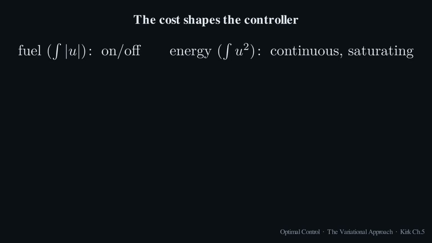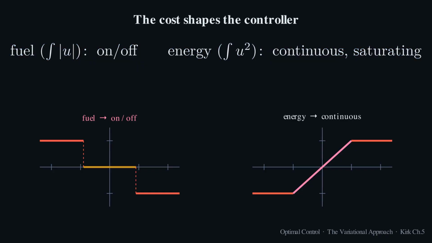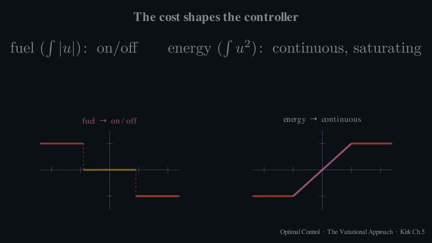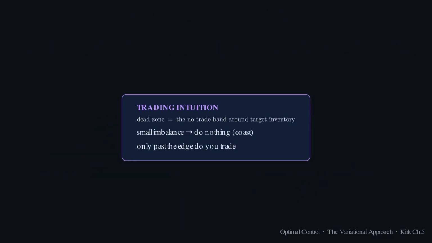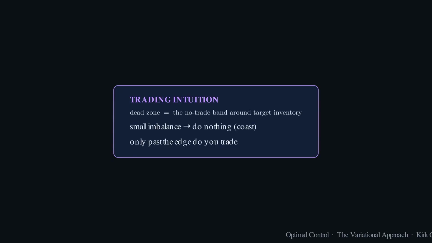This is the contrast that ties the whole chapter together. Minimizing fuel, the integral of the absolute value of u, gives you on-off control, hard switches with a dead zone. Minimizing energy, the integral of u squared, gave you continuous, smoothly saturating control, like the clipped line from earlier. The shape of the cost decides the shape of the controller. And on a desk, that dead zone is exactly the no trade band around your target inventory. Small imbalances, you do nothing. Only past the edge do you act.